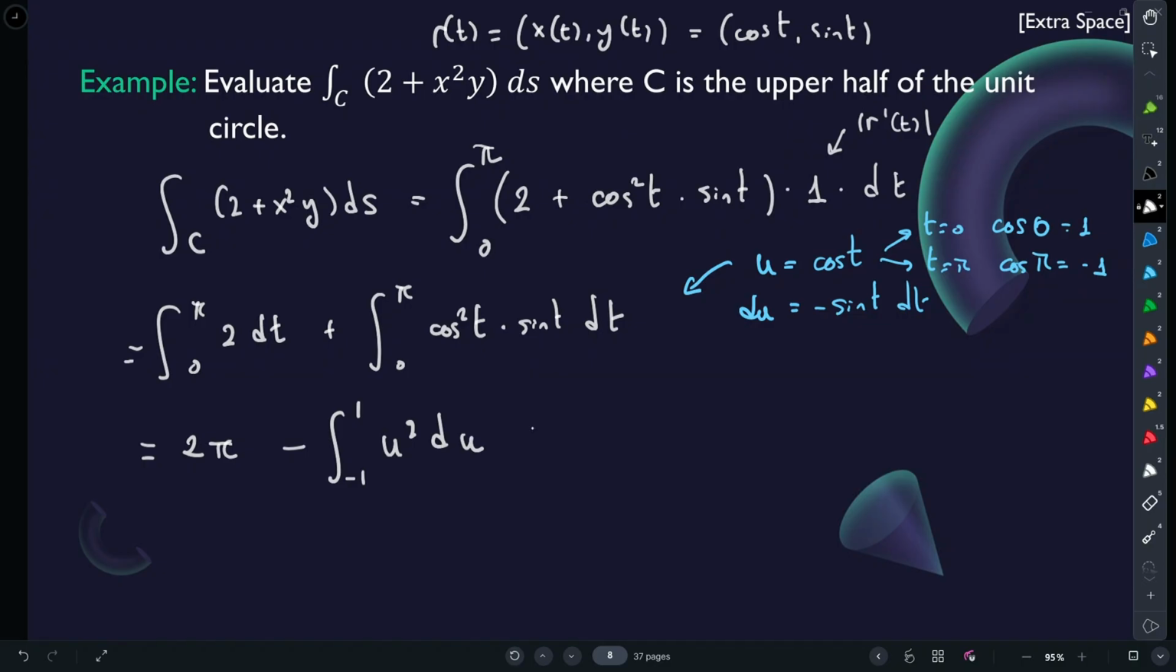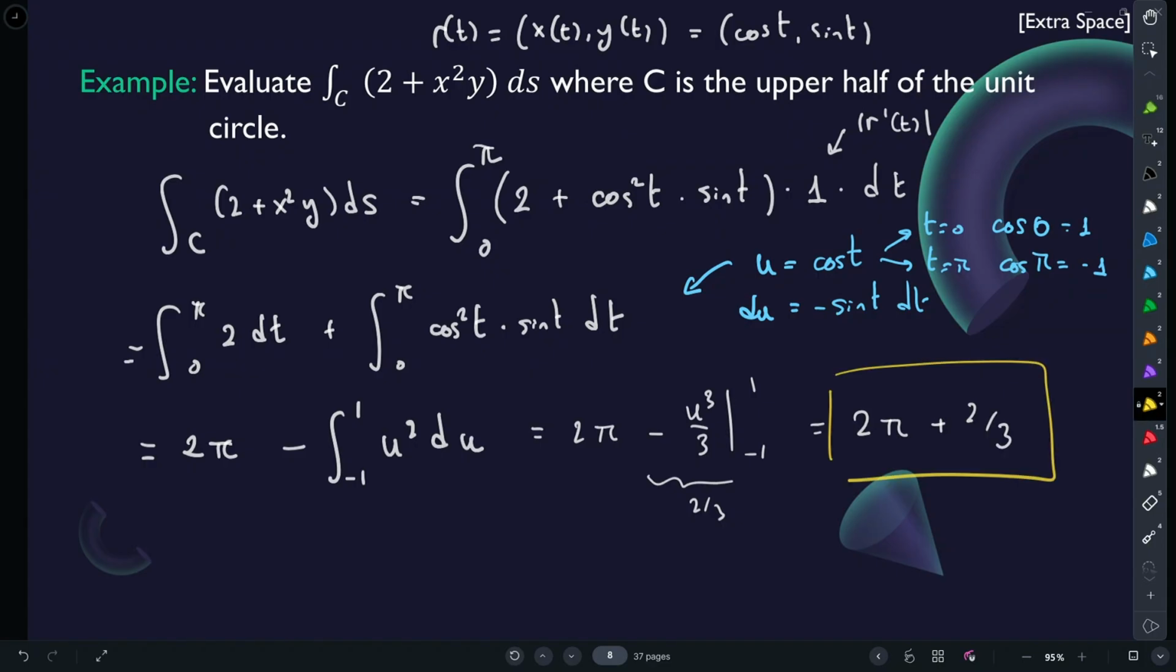Okay. So now I keep going. This is 2 pi, and then minus u cubed divided by 3 between minus 1 and 1, which is going to be, at the end of the day, this piece is 2/3, so I get 2 pi plus 2/3. Let me fix this because of the times.